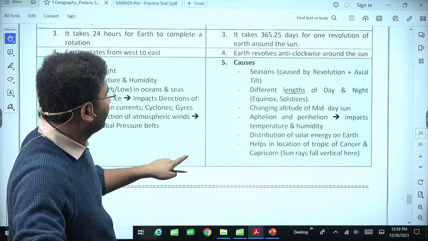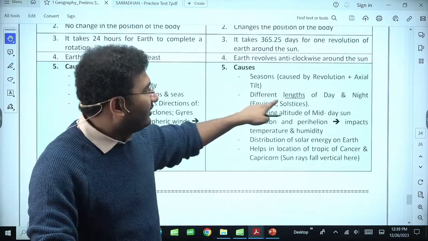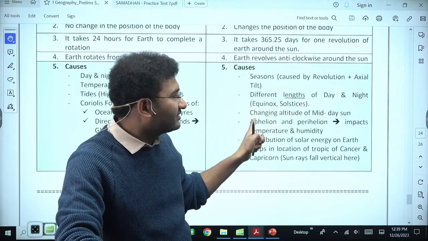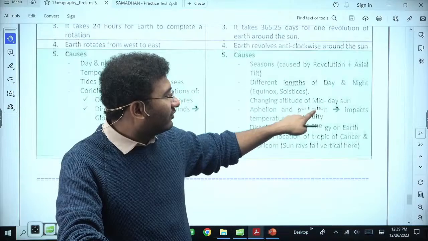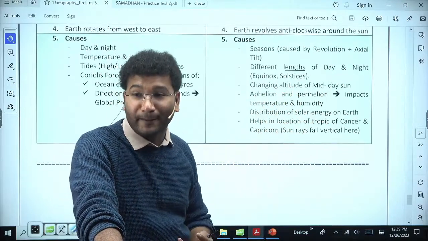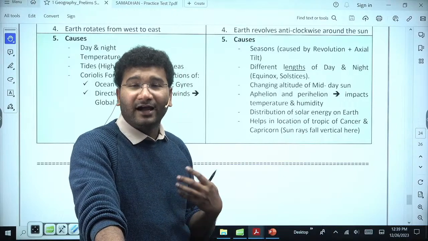Next, different length of days and nights, equinox, solstice, changing the altitude of midday sun, aphelion, perihelion, ये सारे concepts revolution के कारण ही है. Now what do you mean by the aphelion and perihelion?